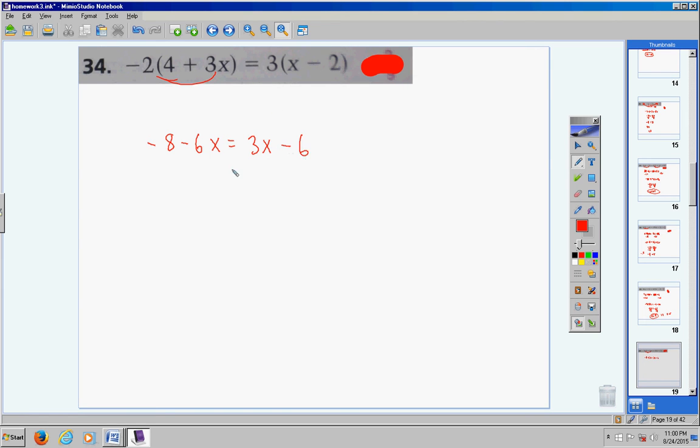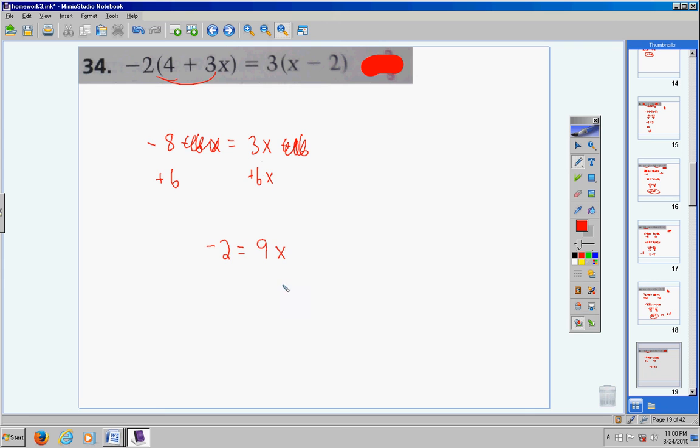Step 2, eliminate fractions or decimals. There are none. Step 3, move your variable and constant terms around. Bring your negative 6x over and make it a positive 6x. Bring your negative 6 over and make it a positive 6. You owe me $8. You pay off 6. We're left with negative 2. A positive 3 and a positive 6 is a positive 9.